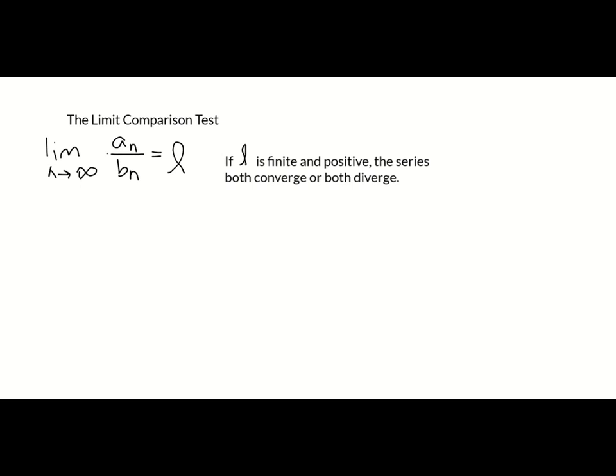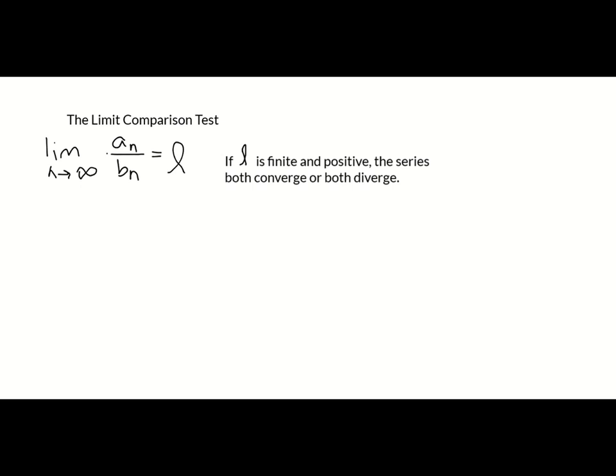Okay, our next test is very similar to the direct comparison test in that we will compare one series to another, but we don't have to look at which one is larger or smaller on this one. The limit comparison test states that if the limit as n approaches infinity of a sub n divided by b sub n equals L, and L is finite and positive, finite meaning not infinite, positive meaning not negative or zero, the series will both converge or both diverge. They will have the same behavior as each other.